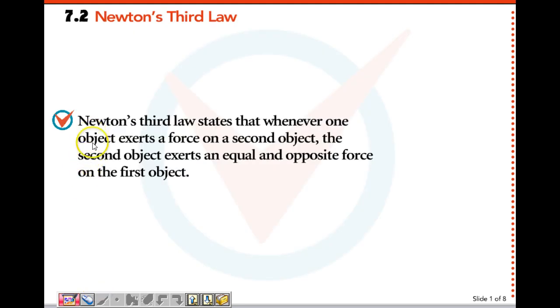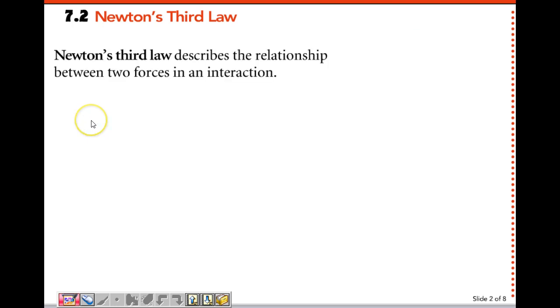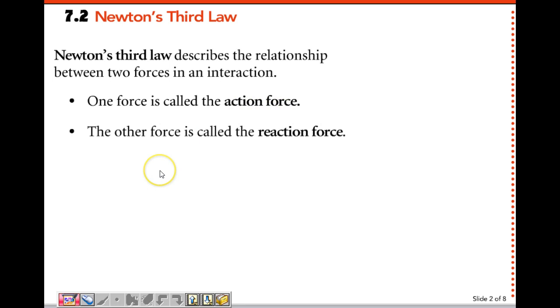And this leads us to Newton's third law, which states that whenever one object exerts a force on a second object, the second object exerts an equal and opposite force back on the first object. This is called Newton's third law, and it simply describes a relationship between two different forces in an interaction. One force is called the action force, and the other force is called the reaction. You hear a lot about action-reaction pairs in physics, and this is what we're talking about: Newton's third law, action and reaction forces.